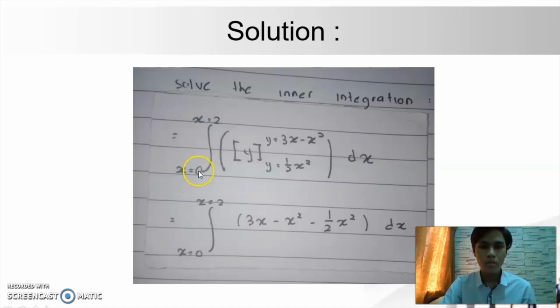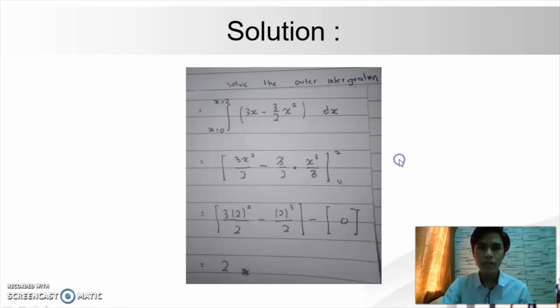From x equal to 0 to x equal to 2, y from y equal to 1 over 2 x squared to y equal to 3x minus x squared. Then we insert the equation, and it will become: from x equal to 0 to x equal to 2, open bracket, 3x minus x squared minus 1 over 2 x squared, close bracket dx. Then we can solve the outer integration to get the answer.